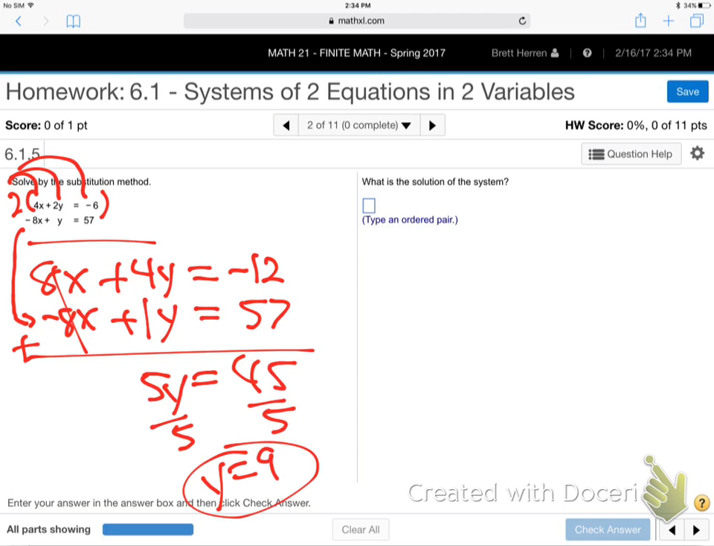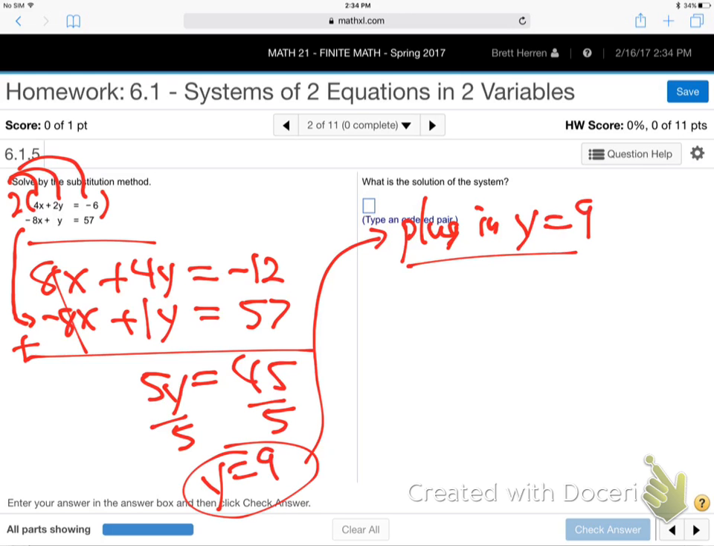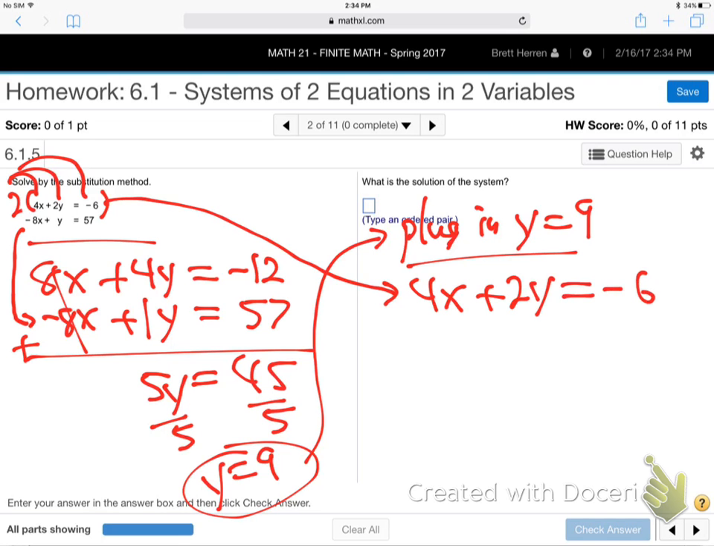But now I need x also. So how do you get x? Do you remember this from algebra? Plug in y equals 9. Where do you plug it in? Anywhere you want. You can do the first equation, the second. I'll just grab the first one. It matters not. Just grab that 9 and plug it in for y.